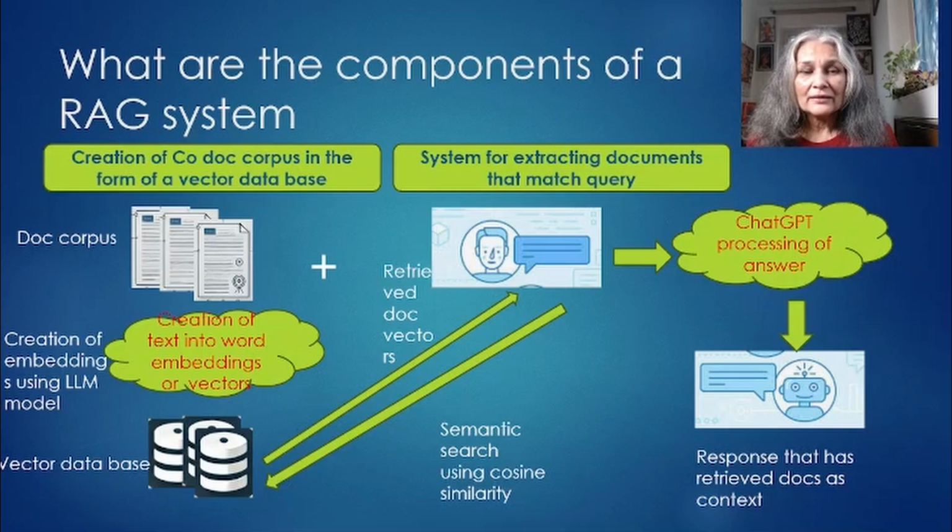All right. So in terms of a RAG system, we can think of it as being a broadly two-step process. Now, to understand the components of a RAG system, the first thing we have to understand is that the first step is creation of a company-specific corpus in the form of a vector database. Now, here's your company-specific corpus. It could be your HR documents, for example. And then these have to be inputted into a model for creation of text into word embeddings or vectors. Now, this creation of word embeddings or vectors cannot just happen on its own.